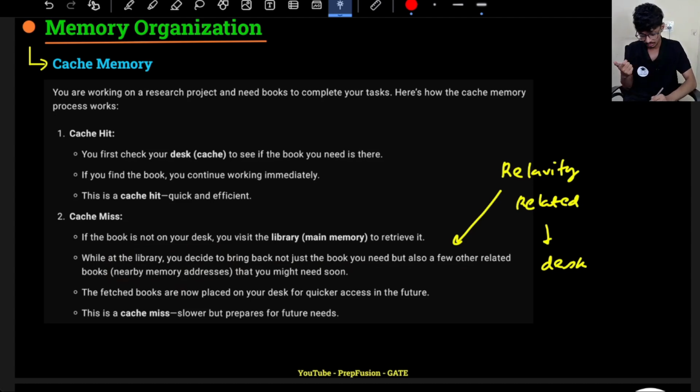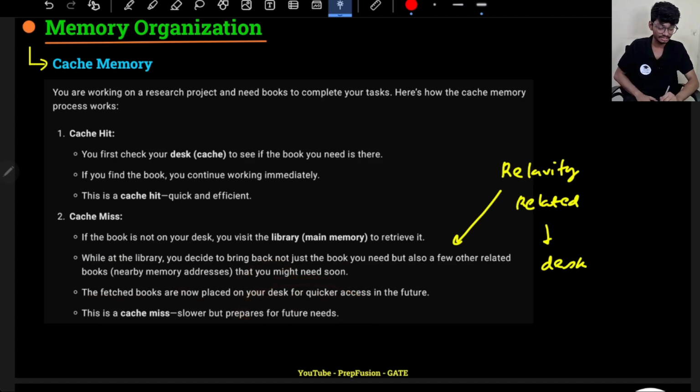Okay, so that is what happens in a cache miss. Technically, that is what happens in a cache miss. Now the fetched books are placed on your desk for quicker access for future reference, as explained. This is a cache miss: slower, but it prepares for future needs.